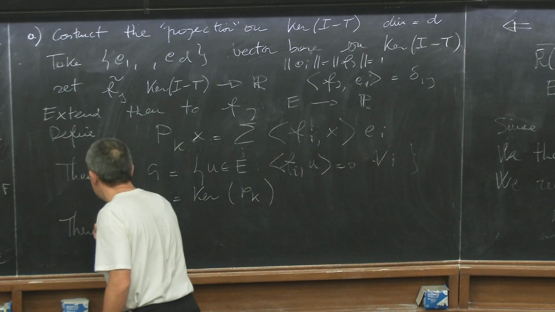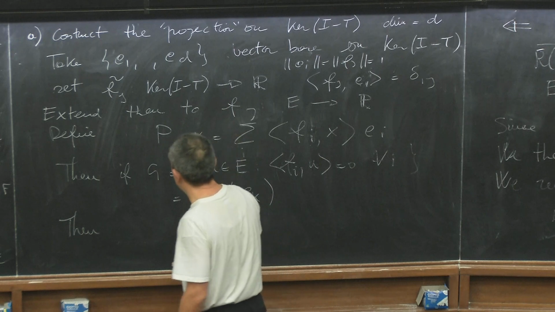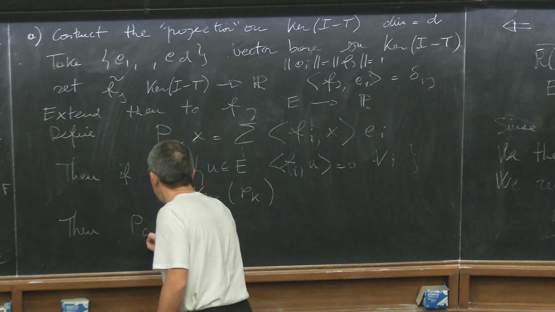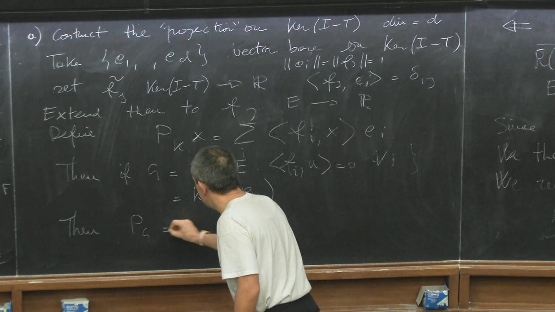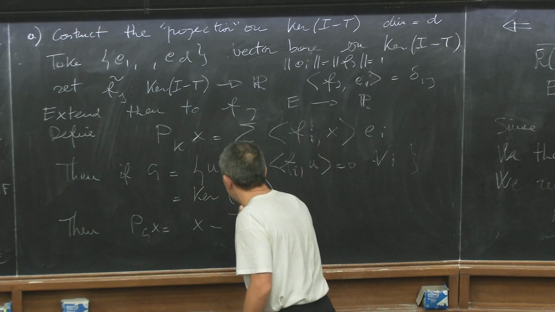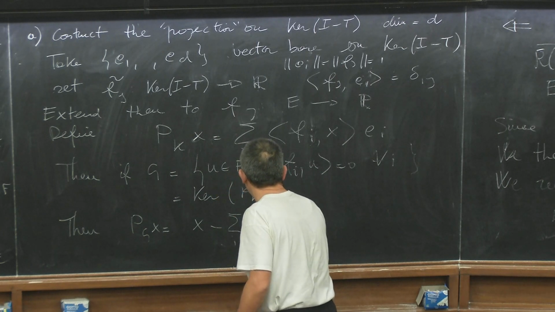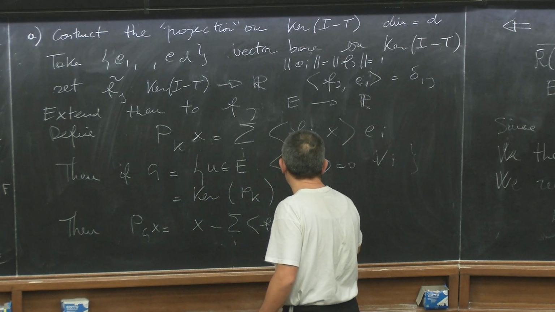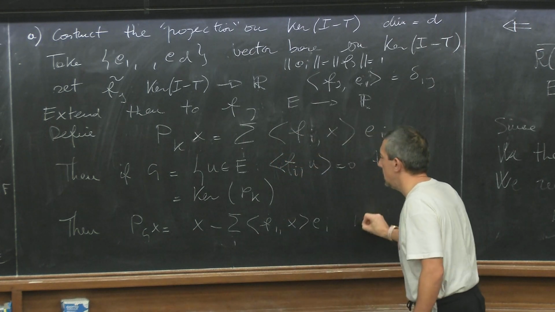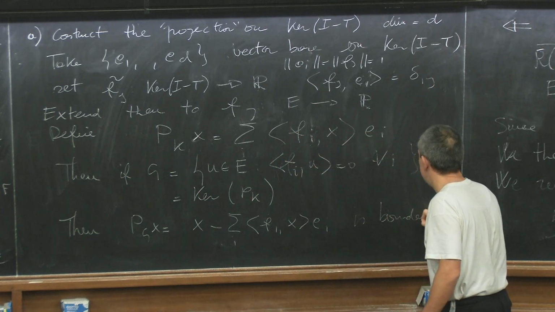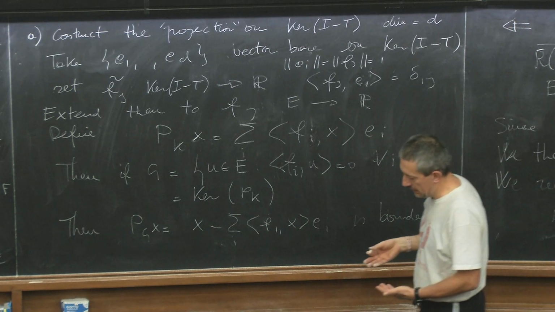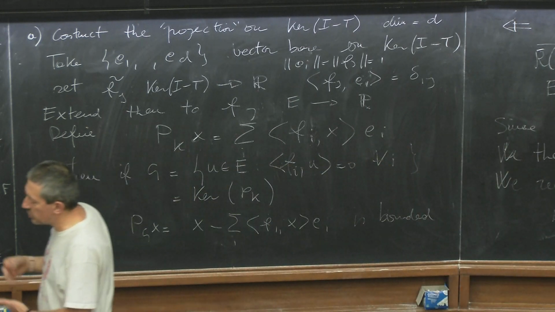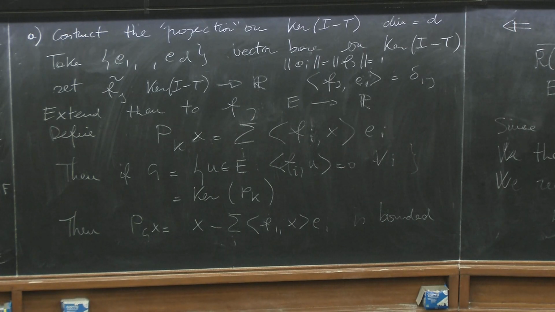Then I have the projection on G. What is the projection on G of a point x? It is x minus the sum, and it is bounded. So the difference with respect to the standard Hilbert space is that I'm not saying that it is a norm, I'm saying that it is bounded.